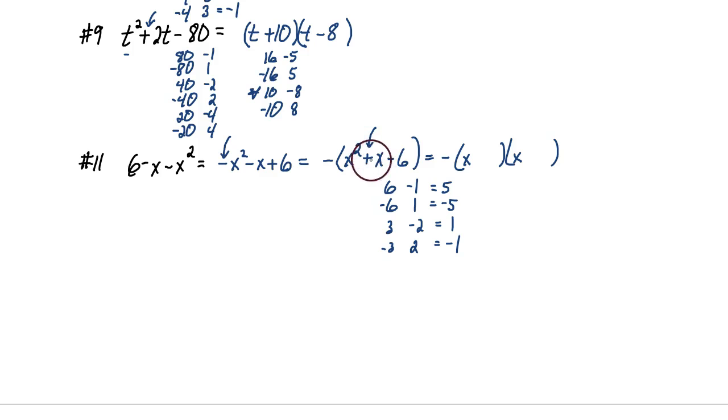Looking at the middle term, we want the one that is positive 1. So this pair of numbers. Fill in positive 3 and negative 2.